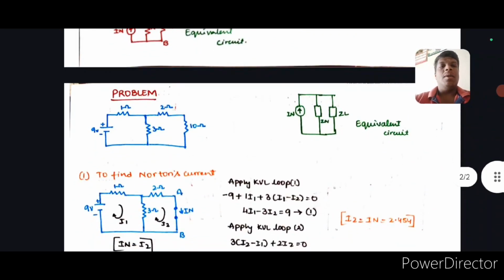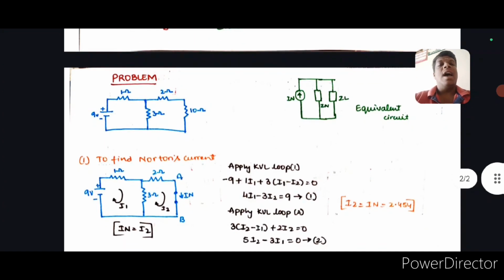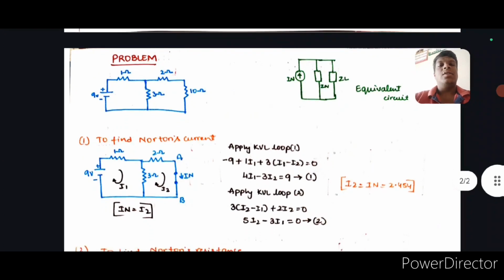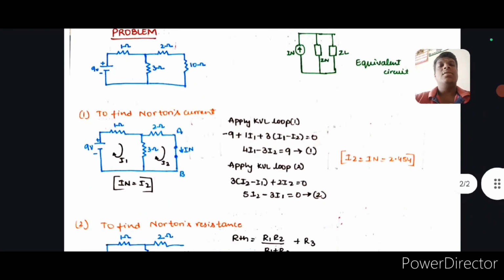So let's go through the problem. We have three resistances of 1, 3 and 2 ohm, a 9 volt battery, and 10 ohm is the RL. We have to convert this into the equivalent circuit form, where we have one load resistance, an equivalent resistance, and an equivalent current source. To find the Norton's current, we have to short RL across A and B.